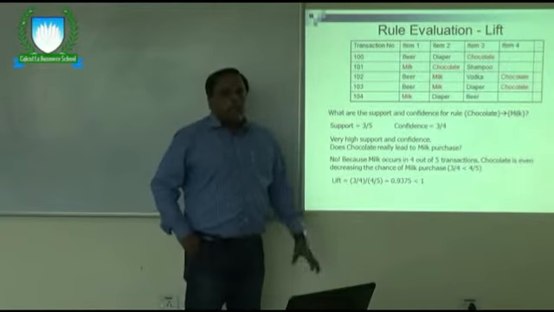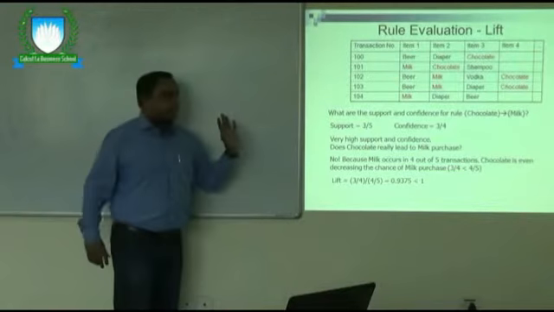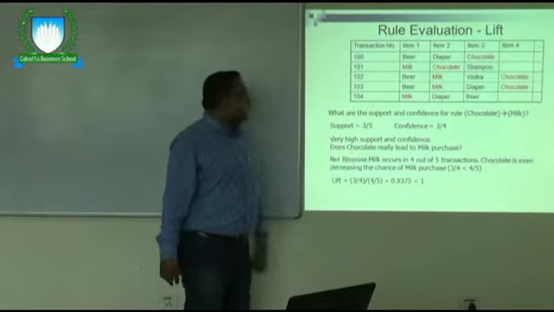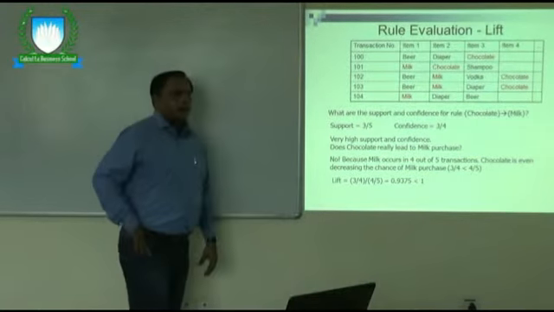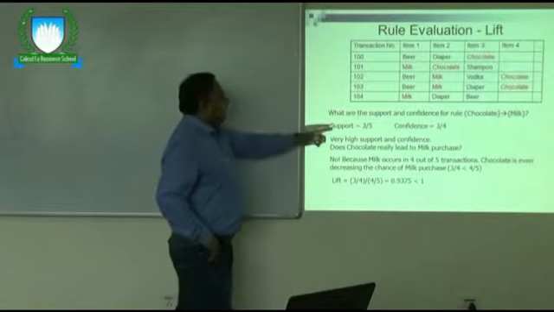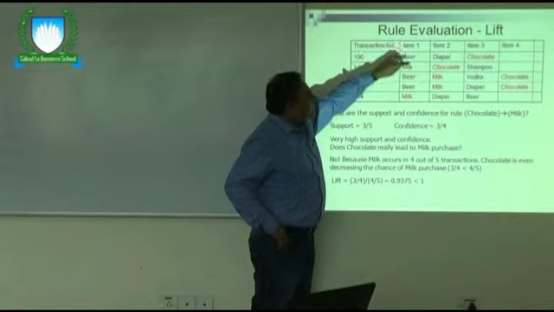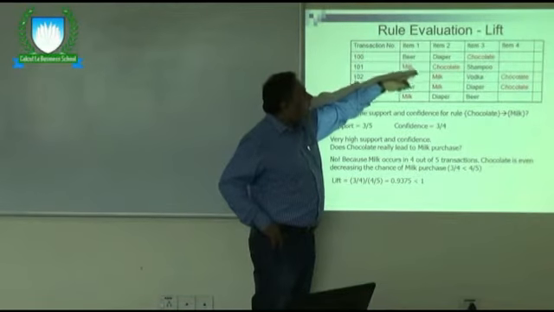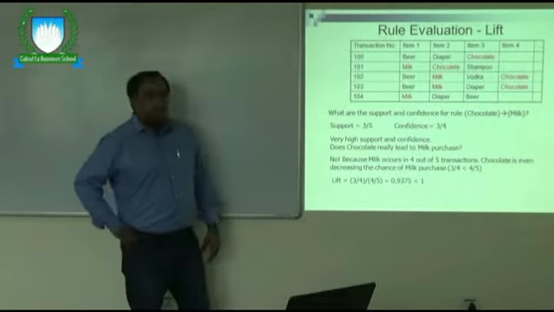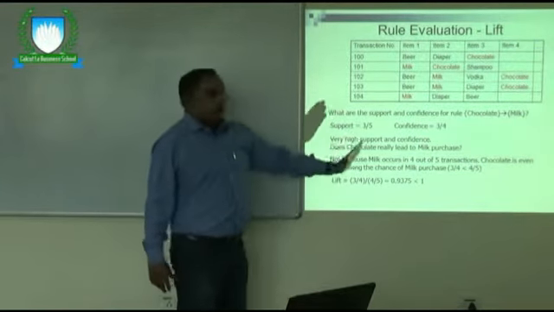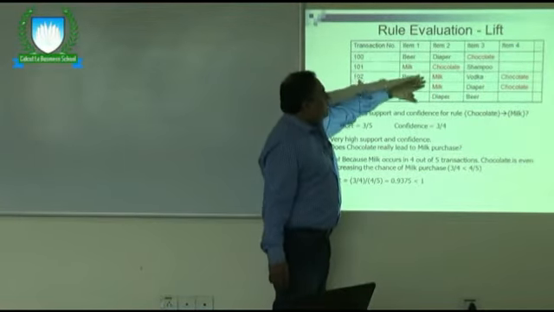Then another measure that comes into action is called lift. And why this is required, let us have a look at the transaction database once again. What are the support and confidence for the rule chocolate arrow milk? You can see support is 3 by 5, because in 3 cases we have got milk and chocolate together, 1, 2 and 3 out of the 5 transactions. So support is 3 by 5.